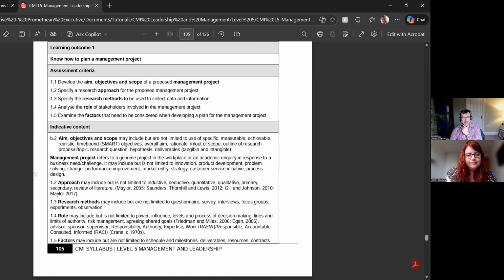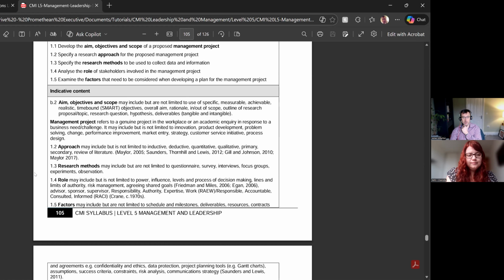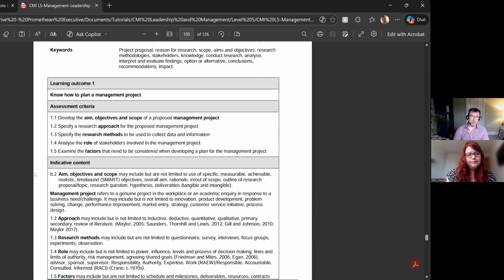1.5, examine the factors that need to be considered when developing a plan for the management project. This could include schedule and milestones, key deliverables, and resources that might be required, which is a big one here as well. Any contracts or agreements required, which could be around data protection or project planning tools. You might think around success criteria, any assumptions, some risk analysis as well, and how you're going to communicate throughout. You're not looking at listing every single factor you can think of, but you're going to examine the key factors that you think should be considered when developing the plan.